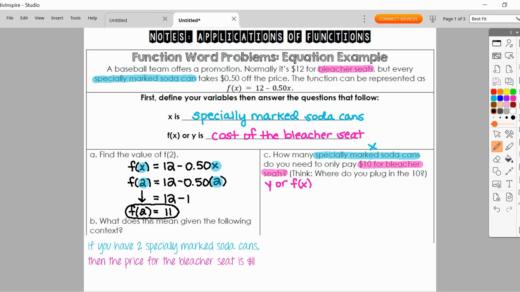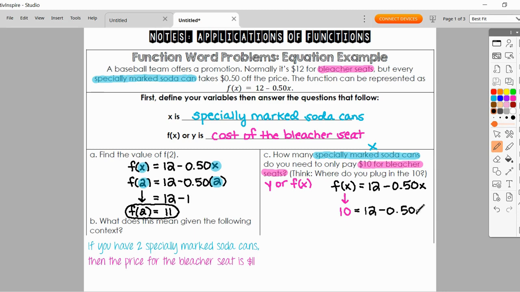So here's the thing. I am given my y or f of x value, but I'm not given my x. So how I'm going to set this one up is f of x equaling 12 minus 0.50x. That's just copying down the original function. But I have to keep x because I have to solve for it. But what I do know is my f of x or my y equals 10. So this is how I set up my equation.